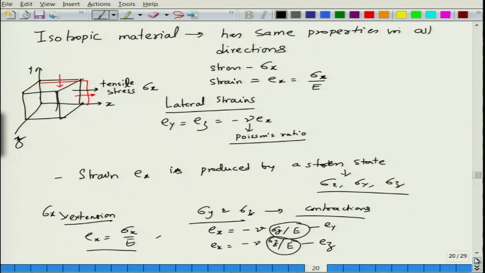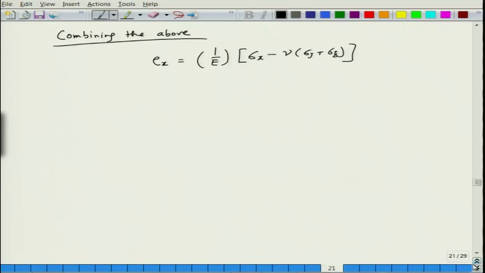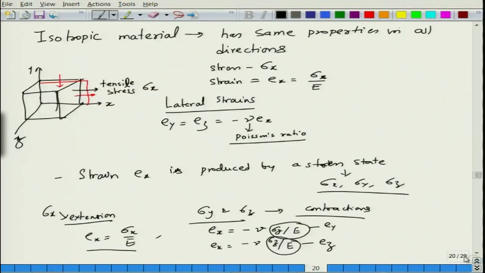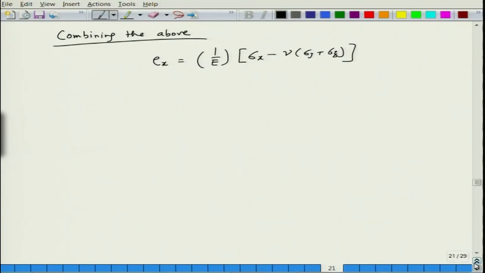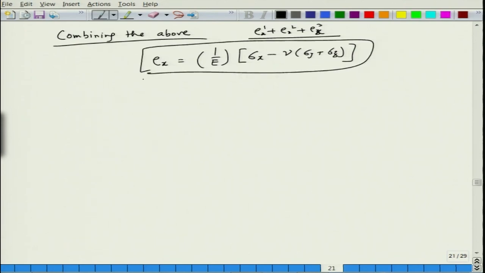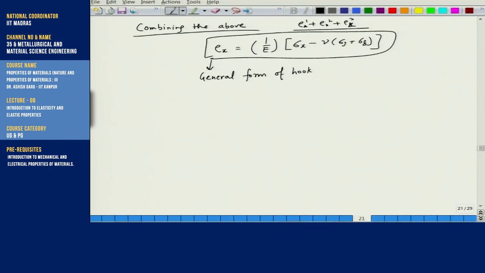Let us say this is the extension and this is the contraction. The net deformation or strain will be, let us say this is 1, this is 2, this is 3, so Ex is equal to Ex1 plus Ex2 plus Ex3, and when you sum these together, the net Ex is equal to 1 over E into sigma x minus nu into sigma y plus sigma z. This form is basically called the general form of Hooke's law.